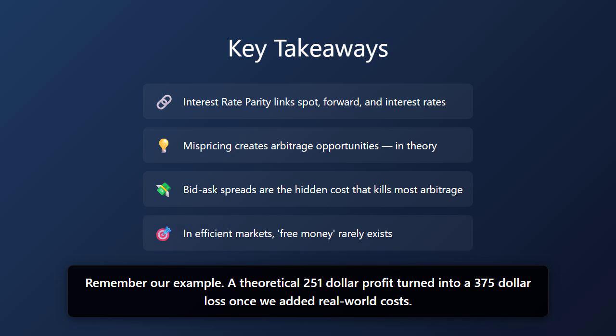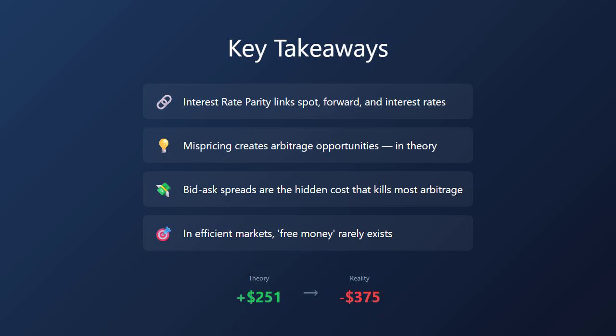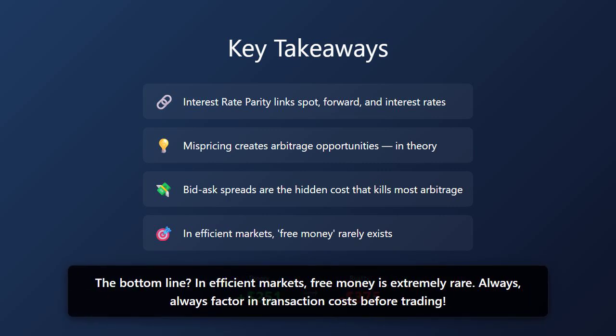Remember our example. A theoretical $251 profit turned into a $375 loss once we added real-world costs. The bottom line? In efficient markets, free money is extremely rare. Always factor in transaction costs before trading.